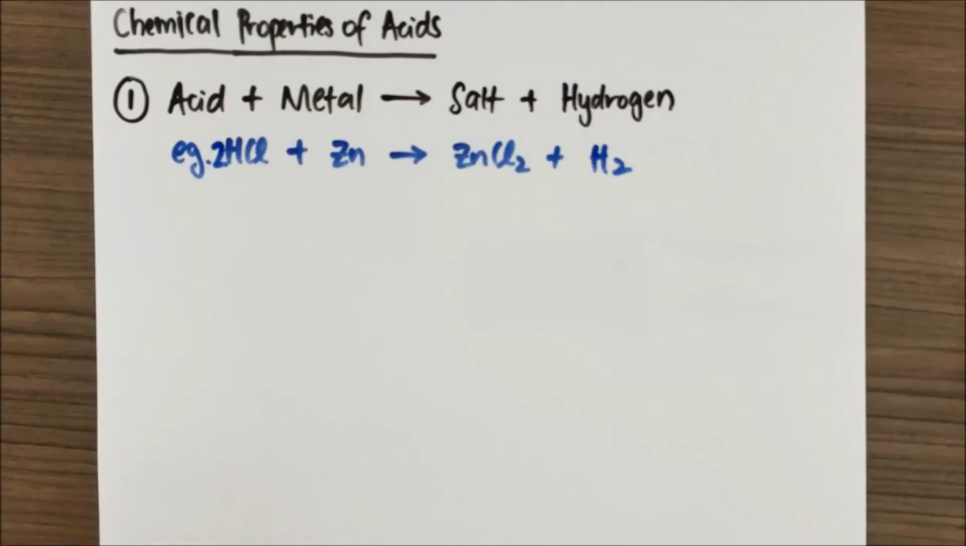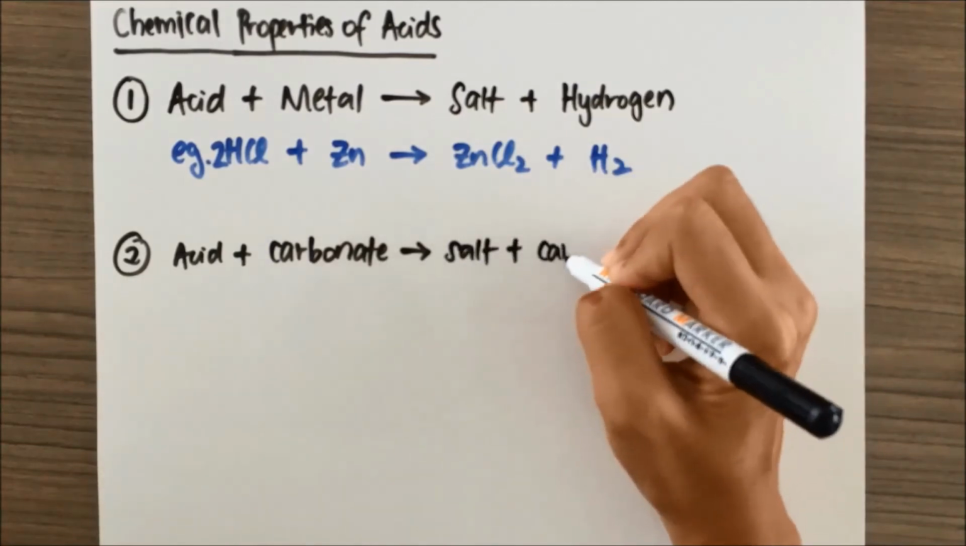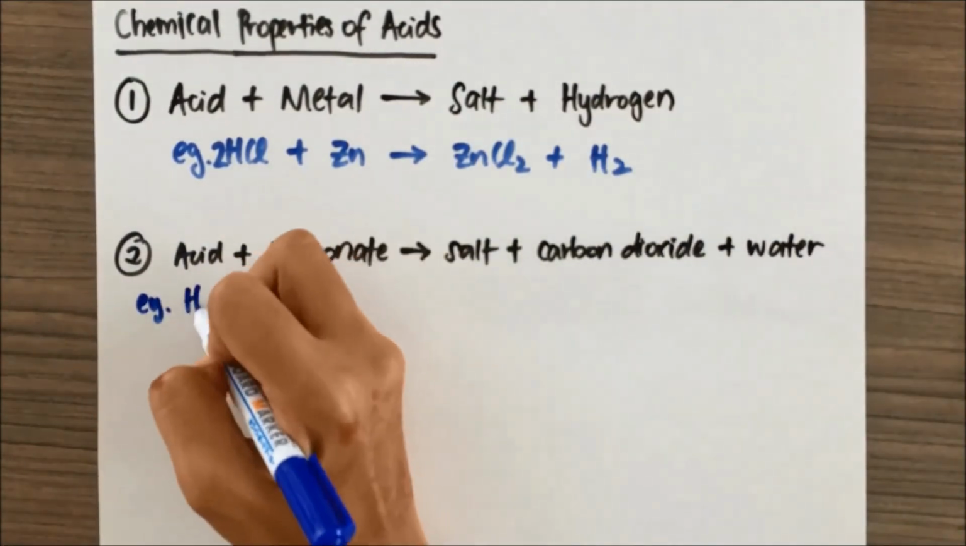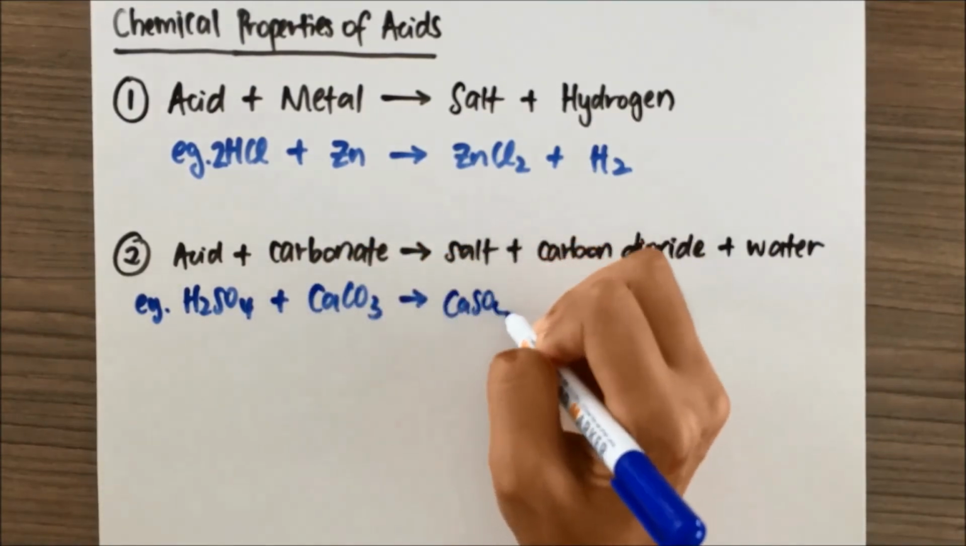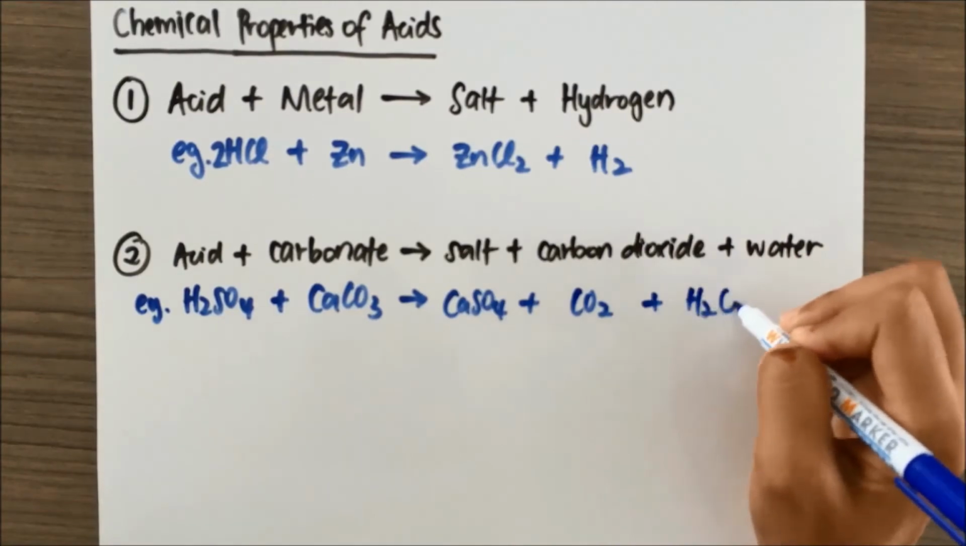The second reaction is acid-carbonate reaction. Acid and carbonate will react to give salt, carbon dioxide, and water. For example, dilute sulfuric acid will react with calcium carbonate to give calcium sulfate salt, carbon dioxide, and water.